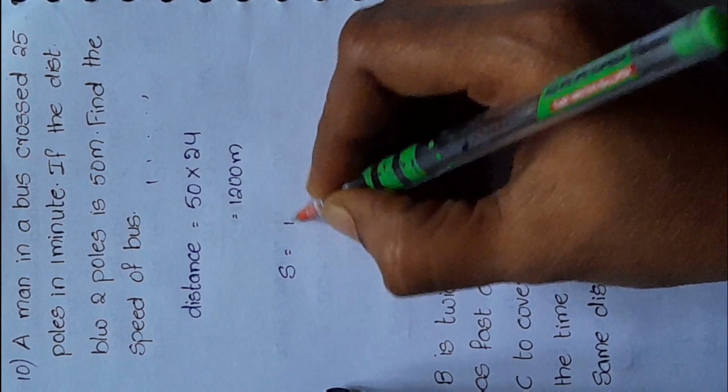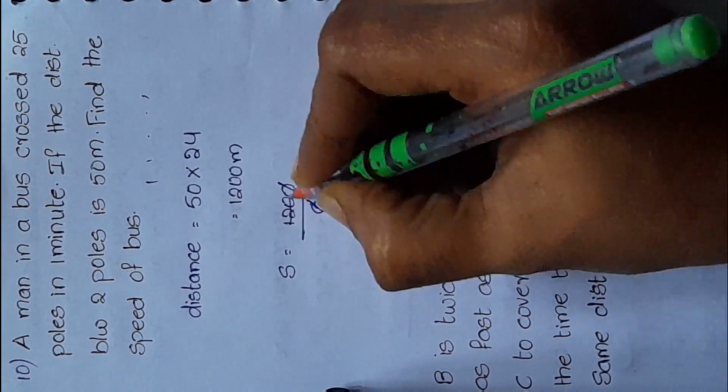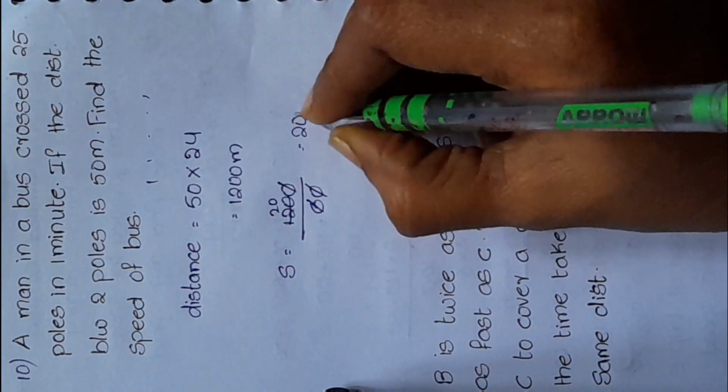Now the speed is 1200 by a minute, so 60 seconds. 0, 0 cancelled, 2 times 20. So 20 meters per second is the speed.